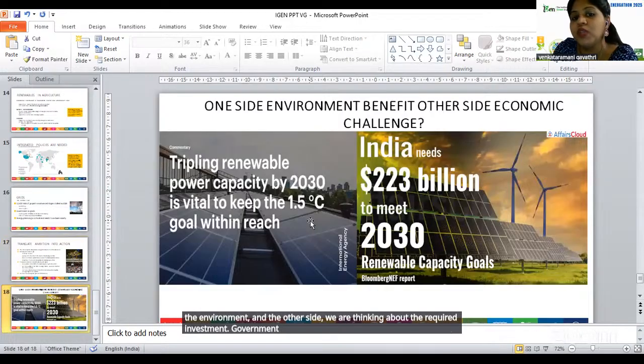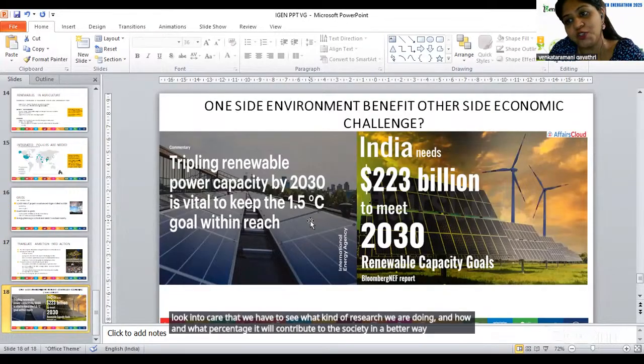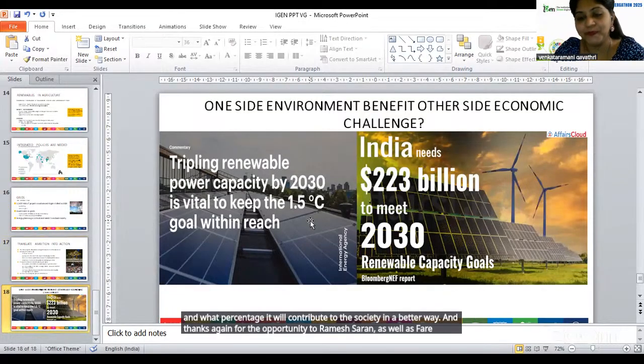Government is ready to make the investment, but it is for all of us to take care that we look into what kind of research we are doing and what percentage it will contribute to society in a better way. And thanks again for the opportunity to Ramesh sir as well as Fariza ma'am.